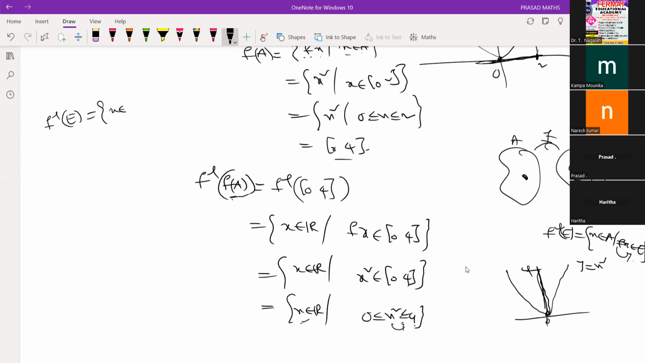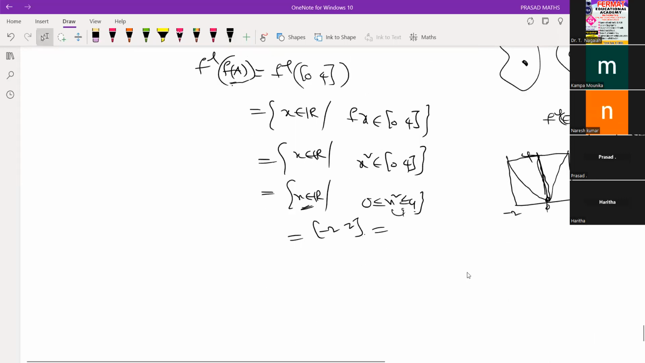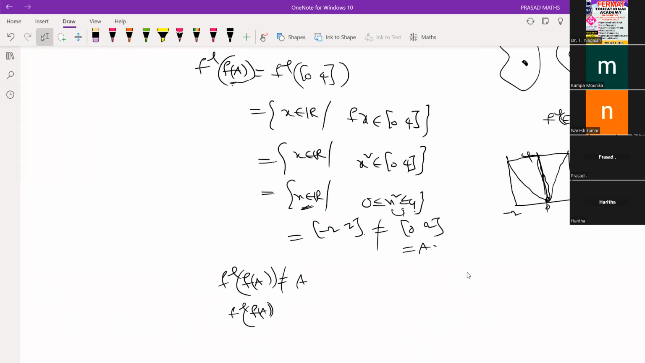We are looking for pre-images. What are the pre-images? What is the pre-image of 4? It intersects +2 and -2. So what is my pre-image? -2, 2. Question is it equals to A? Actually, what is my A? My A is 0 to 2. Are they equal? No. No. So therefore, what you observe is the inverse image of f of A need not be equals to A. Understand? Need not be equals to A, but it is a proper subset. A is a proper subset of this.